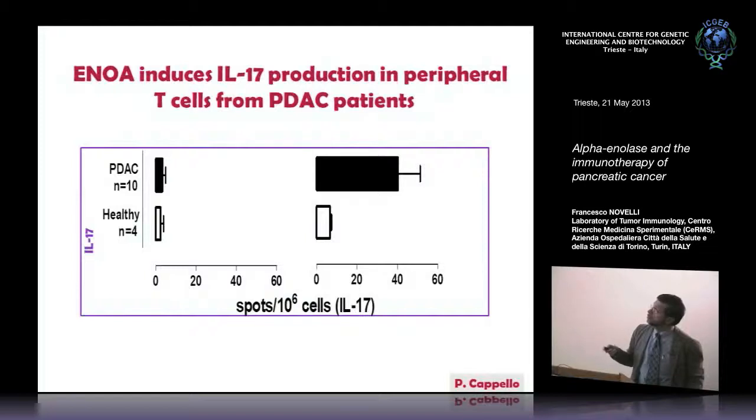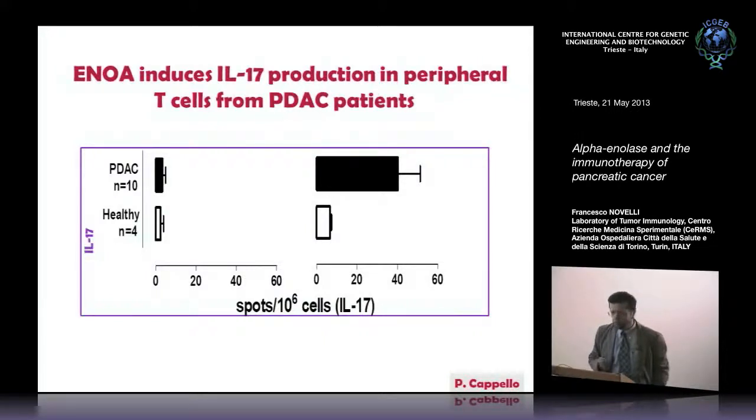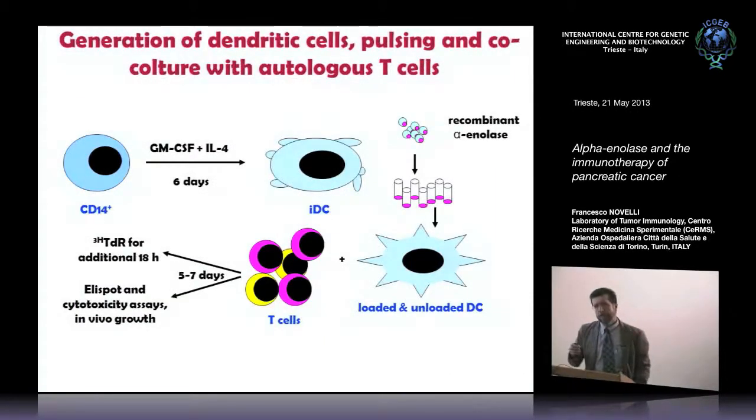We also note that peripheral blood lymphocytes, when stimulated in vitro with alpha-enolase, were able to produce another cytokine which has a very important role in inflammation, namely IL-17, which was produced in a significantly higher amount in the PDAC patients compared to healthy subjects. So both T helper 1, the CD4 subset that produces interferon gamma, and T helper 17, the CD4 subset that produces IL-17, can be activated by alpha-enolase.